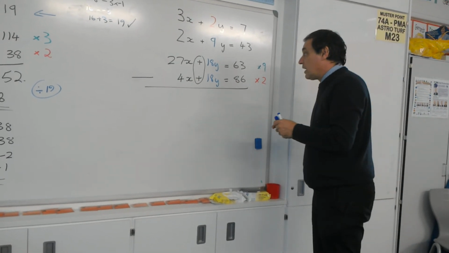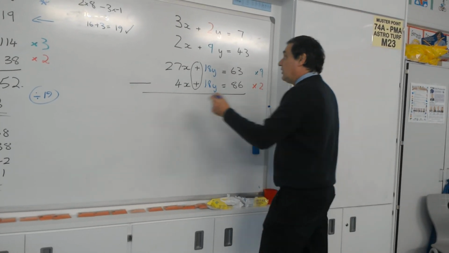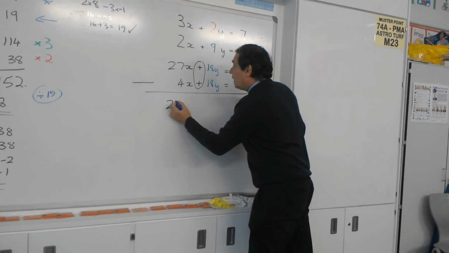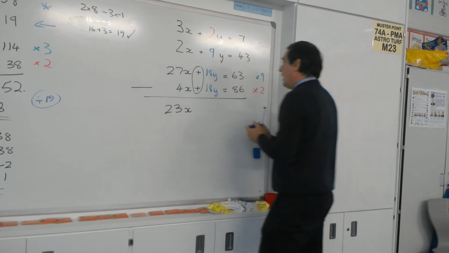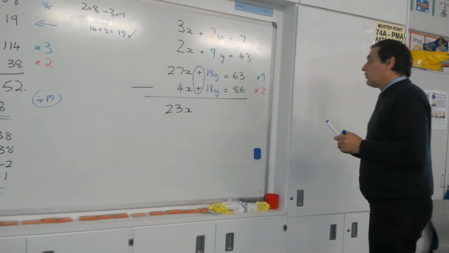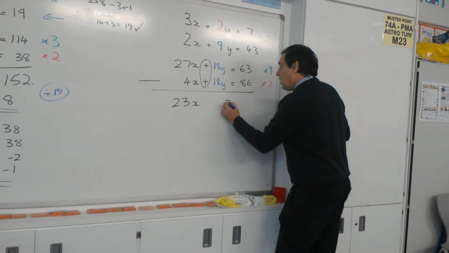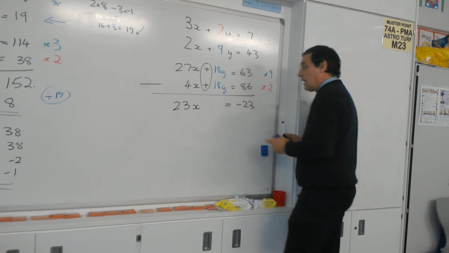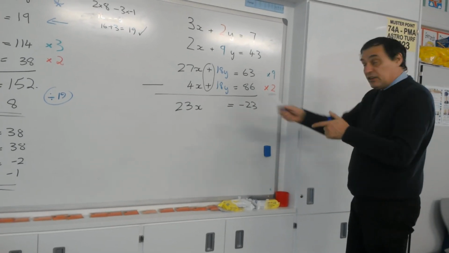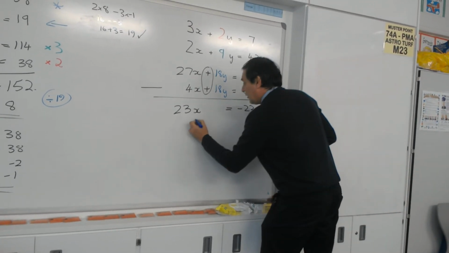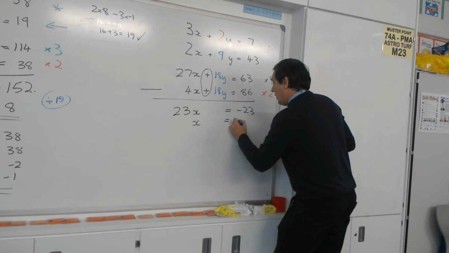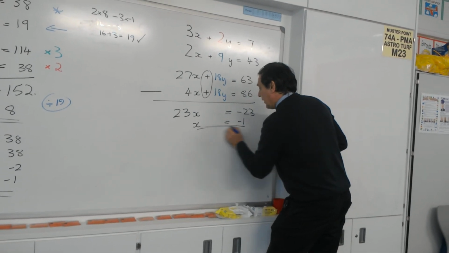So taking away then gives me 23x, and that's going to be equal to 63 take 86, that's equal to minus 23. And solving that then, dividing both sides by 23 gives me an answer of x equals minus 1. So I'll solve for x.